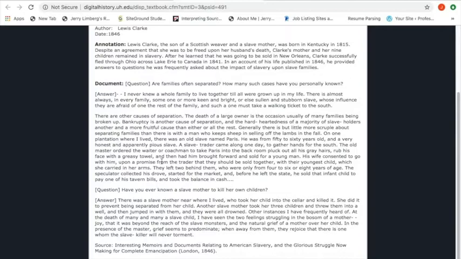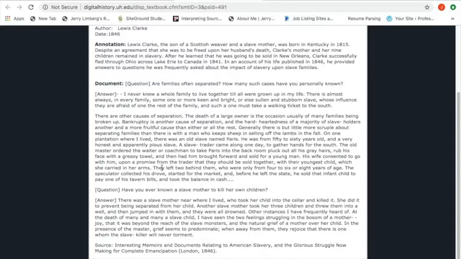There is almost always in every family some one or more keen and bright, or else sullen and stubborn slave whose influence they are afraid of upon the rest of the family, and such a one must take a walking ticket to the South. There are other causes of separation. The death of a large owner is the occasion usually of many families being broken up. Bankruptcy is another cause of separation, and the hardness of a majority of slaveholders, another and a more fruitful cause than either or all of the rest.